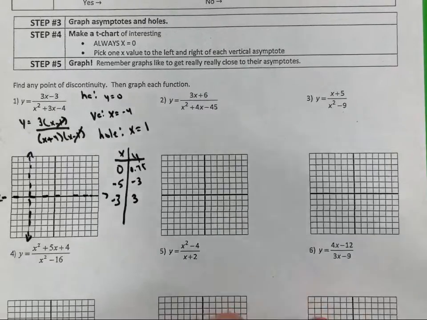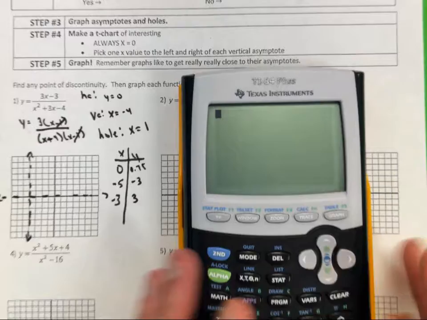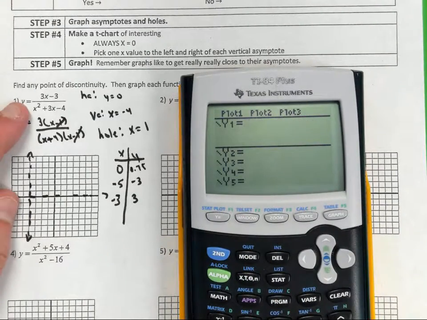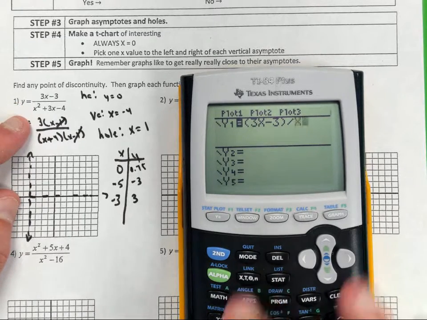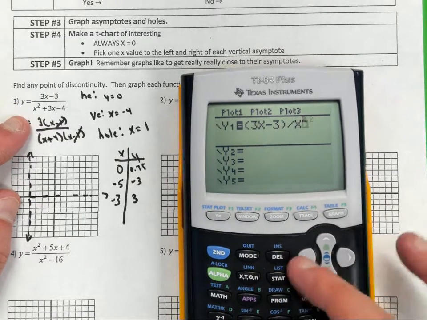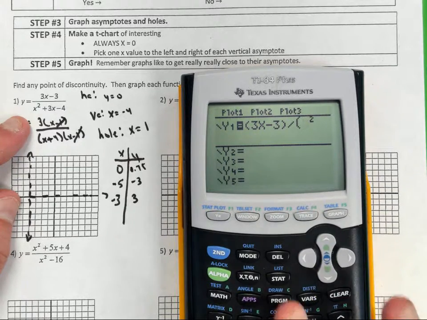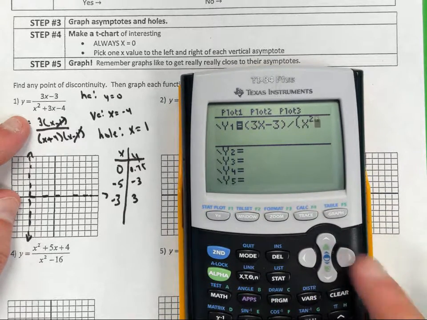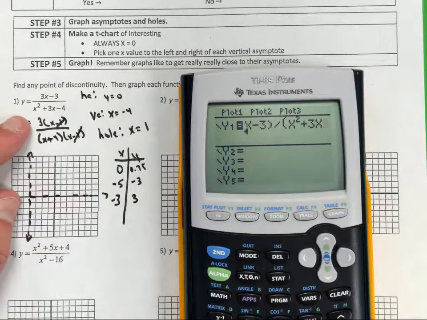After you do that, you need to graph the function, because before you graph it, you need to make sure that you know what it's going to look like. So 3x minus 3 divided by, put your numerator in parentheses, put your denominator in parentheses, or you might mess up, because it's going to read it wrong if you don't.